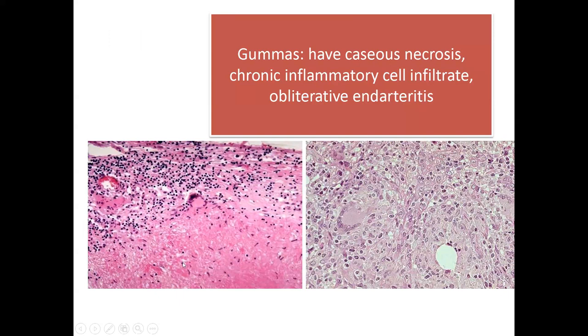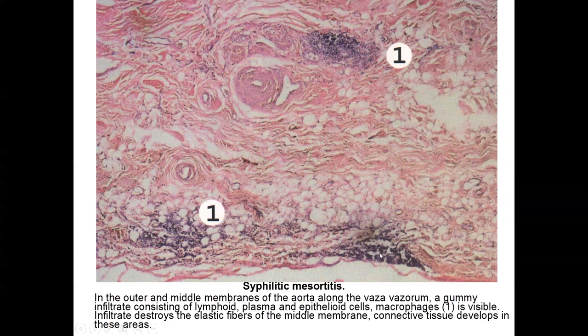So here you see gummas. We see caseous necrosis, and also chronic inflammatory infiltrate, and also, that is very important, the vasculitis, namely obliterative endarteritis. So here you see a histological slide of aorta, and in case of syphilis, we may diagnose syphilitic mesaortitis. In the outer and middle membranes of aorta, along the vasa vasorum, a gummatous infiltrate consisting of lymphoid, plasma, and epithelioid cells, macrophages, is visible.